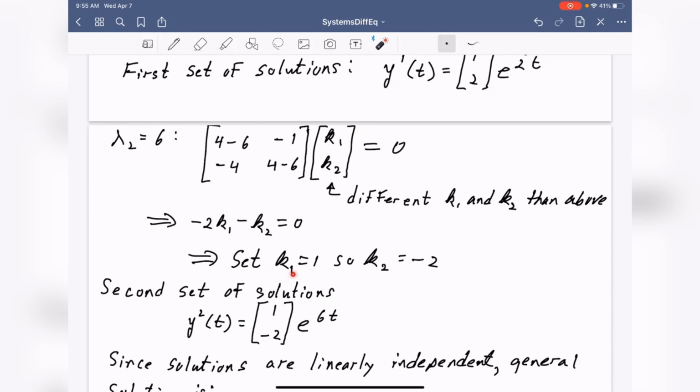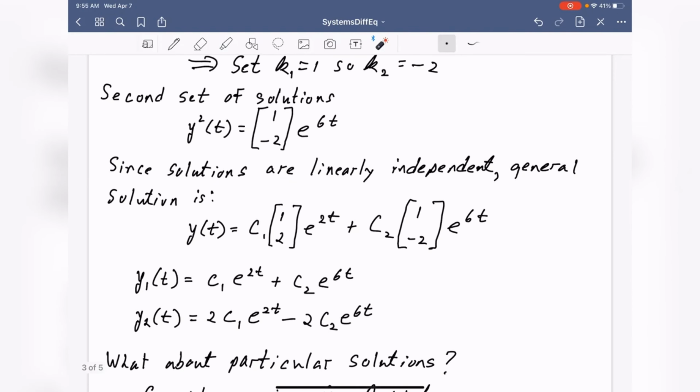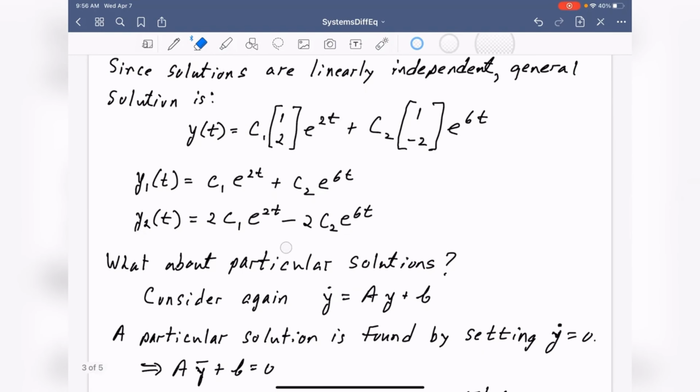We can set k1 equal to 1, and now we get k2 being minus 2, so we get this second set of solutions, where y superscript 2, denoting the second set, is y equal to the vector (1, -2) times e to the 6t. Since the solutions are linearly independent, the general solution is given by y(t) equals c1 times this vector e to the power 2t plus c2 times this vector (1, -2) e to the power 6t. And we can write that out in this form here, these two equations.